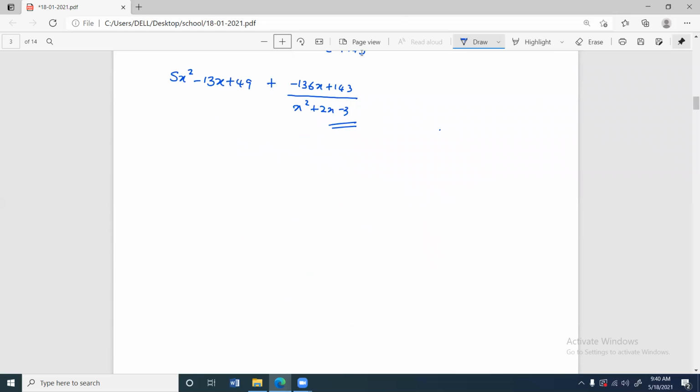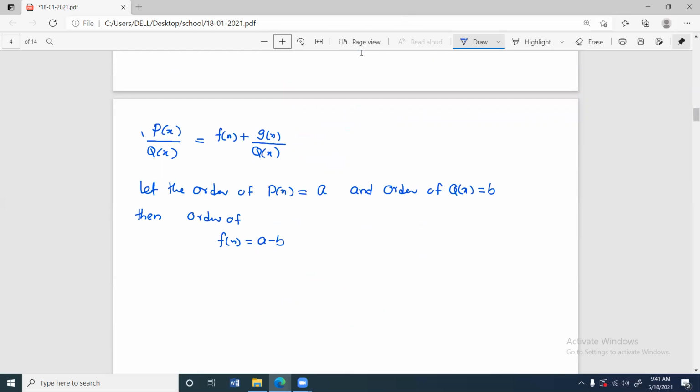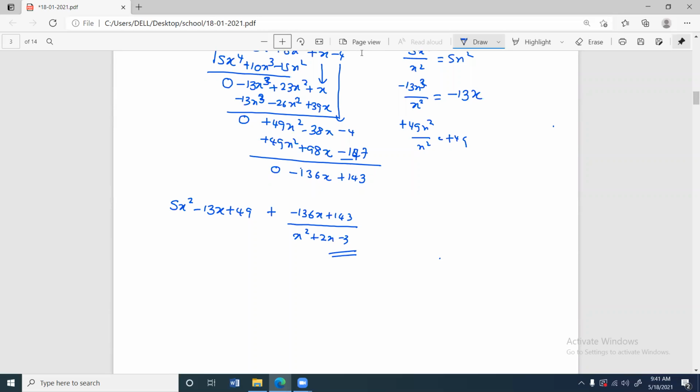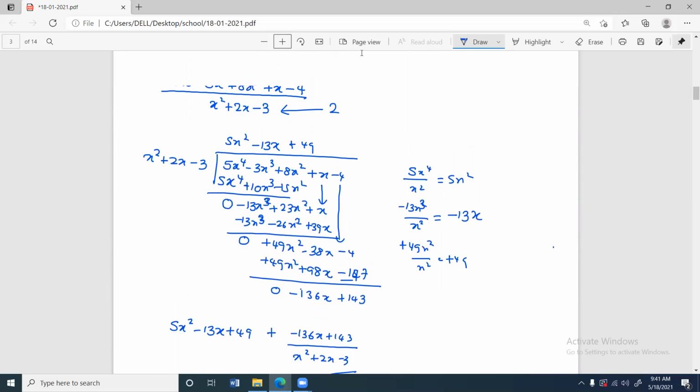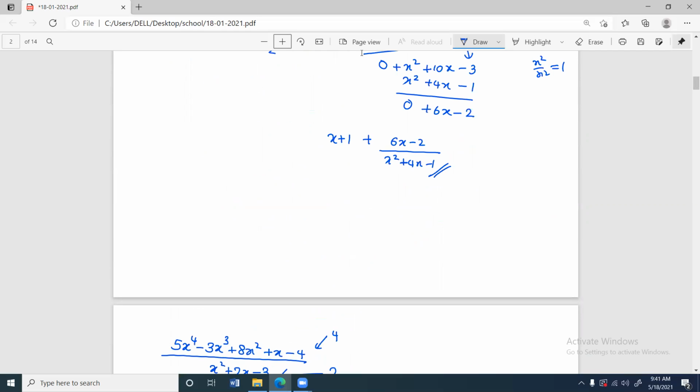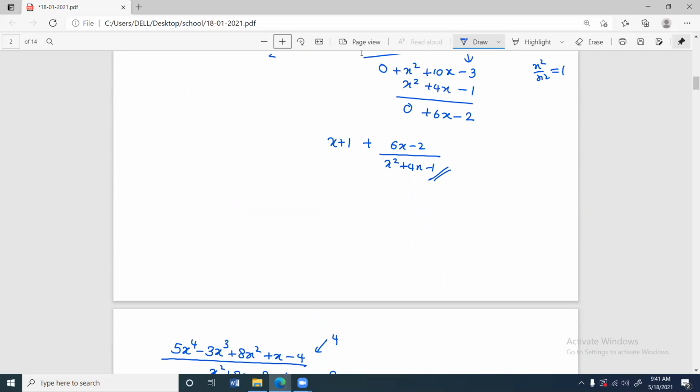Then f(x) would have order a minus b. Then for g(x), the remainder would have order b minus 1 or lesser. Sometimes you might get lesser values as well; most probably it comes with b minus 1. Look at this: in this case, the divider order is 2. 2 minus 1 is 1. Here, look at this, it's correct. Here the divider order is 2, minus 1 is 1, and here the order is 1. For this example, the divider is 2 minus 1, that is the order over here.